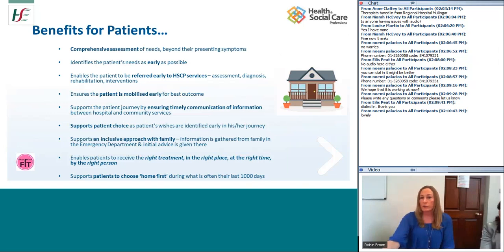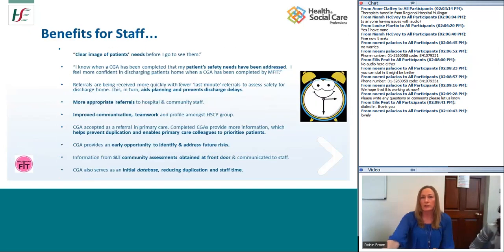It's an inclusive approach with family, and the aim is really the right treatment in the right place, at the right time, with the right person, and it supports patients to choose home first during what's often their last 1,000 days, particularly if they come in and their clinical frailty scale is quite high. It's important that they're not kept in hospital longer than they need to if they need to be somewhere else for their care. The benefits for staff then: it shows a clear image of patients' needs before the staff member goes to see them. They know their safety needs are being addressed, particularly for discharge home.